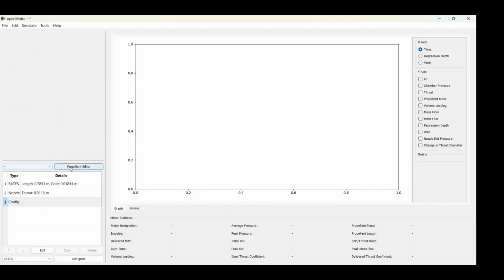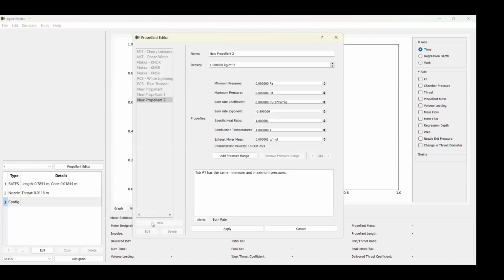For propellant, we're going to go to propellant editor, new propellant. We're going to put 1,800 kilograms per meter cubed for density. Minimum pressure, we're going to leave it. For maximum pressure, just as high as possible.